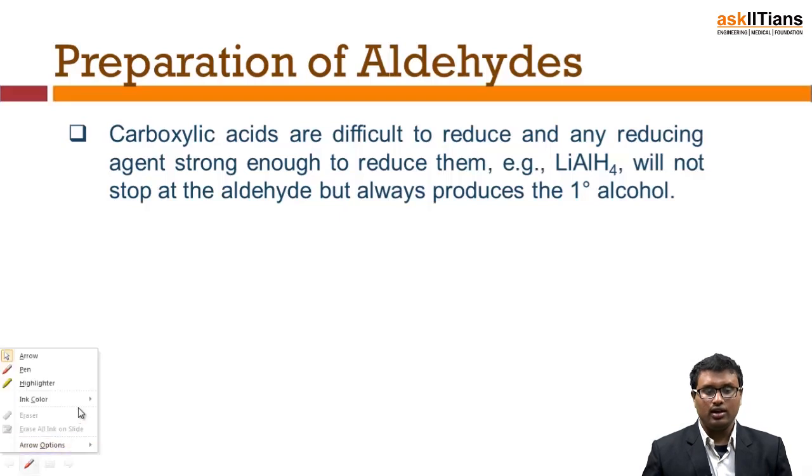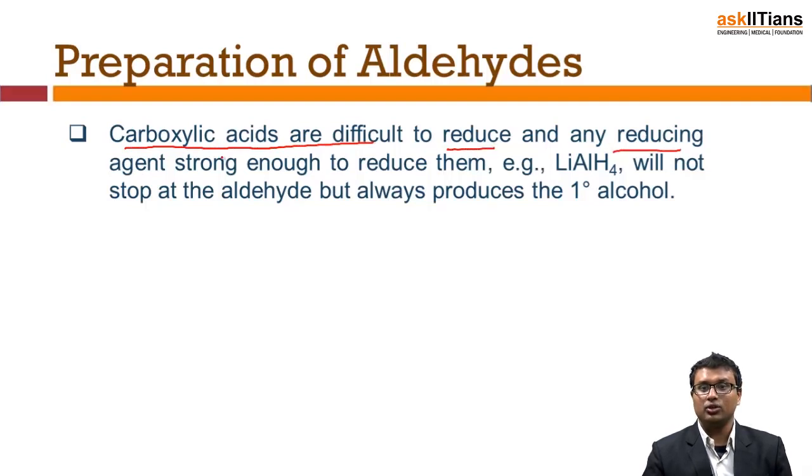So when I told you that you may get your aldehyde from your carboxylic acids, and how? Via a reduction process. So carboxylic acids are difficult to reduce, and you should have a strong reducing agent like lithium aluminum hydride, right? The problem with lithium aluminum hydride is that it will not stop at the aldehyde, but always produces an alcohol. Instead of an intermediate aldehyde, you will directly get your 1 degree alcohol. So we have to keep in mind this important point.